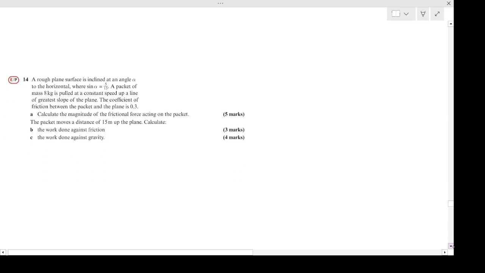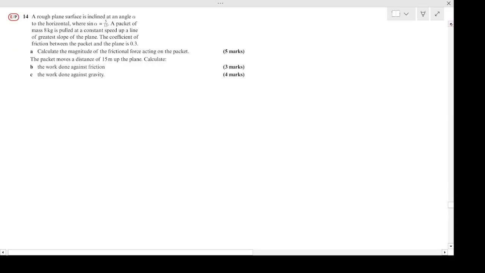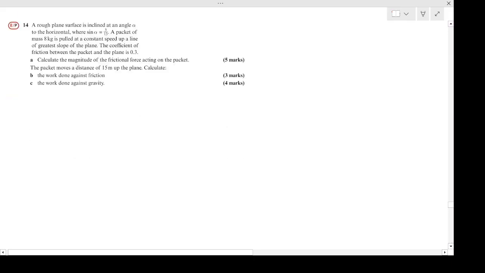Okay, we're going to finish off with this question here. So here we're told, a rough plane surface is inclined at an angle alpha, sine alpha is 5/13. A packet of mass 8 kilograms is pulled at a constant speed up a slope. The coefficient of friction is 0.3. I'll make a note of that. Mu 0.3. Calculate the magnitude of the frictional force. So it's asking for the friction, basically.